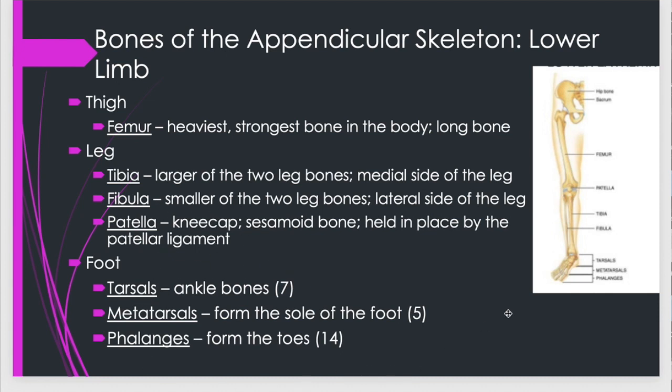And then we have your foot. You have your tarsals. You have 7 tarsal bones or 7 ankle bones. Your metatarsals, which will form the sole of your foot, and then phalanges. So just like with your fingers, you have 14 phalanges per foot, just like you have 14 phalanges per hand. They are also named the same way, proximal, middle, and distal. And then your big toe, just like your thumb, only has 2. It only has the proximal and distal.